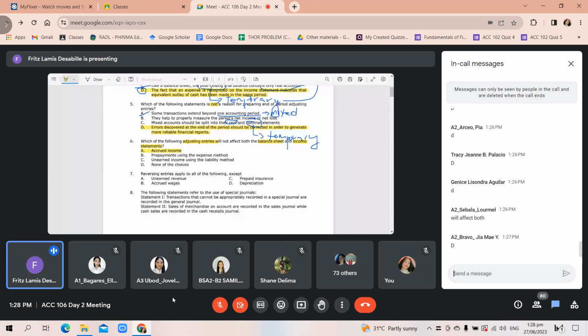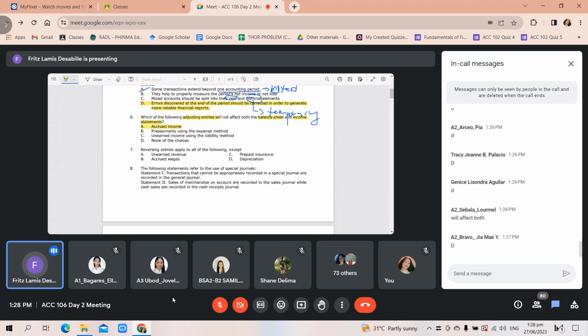Okay, so let's go to number 7. Reversing entries apply to all of the following except. Unsa man dire ang wala nato gina-reverse? Correct. Reversing entries does not affect depreciation. Okay. Now, to summarize, unsa dapat ang ginapang reverse nato because not all adjustments can be reversed, no? So please get your notes kung unsa mga ginapang reverse.